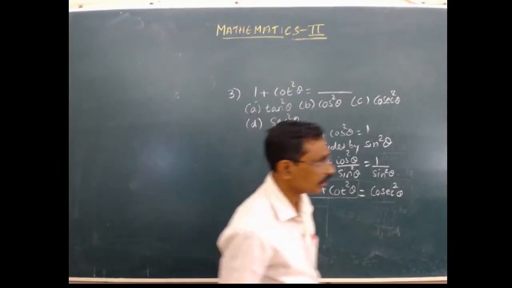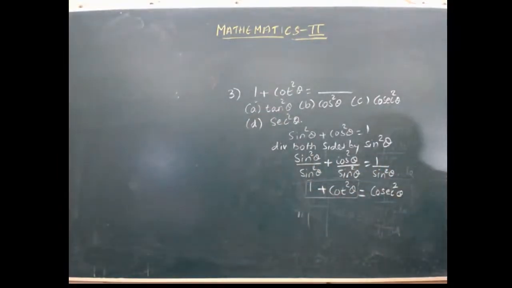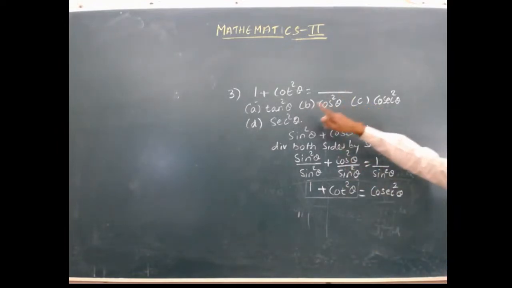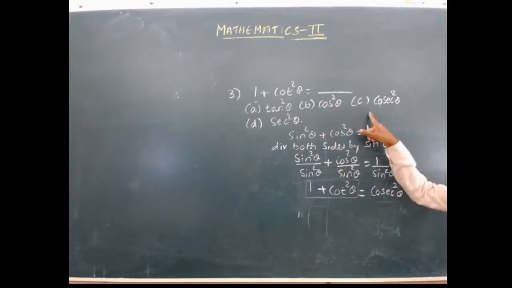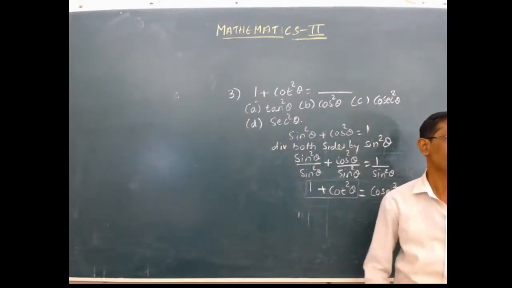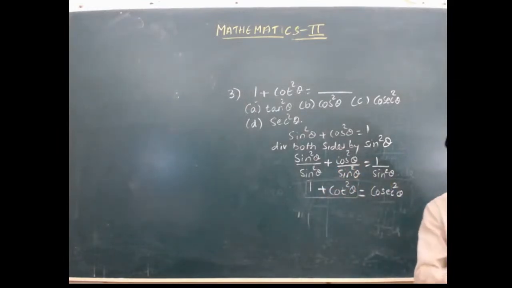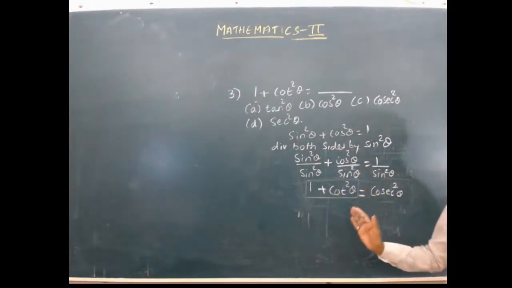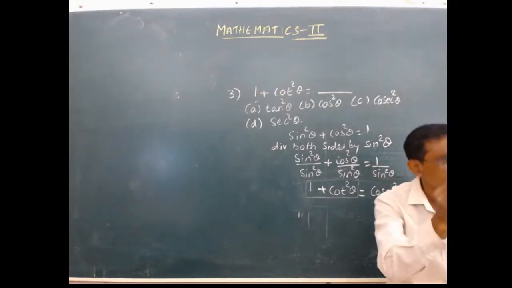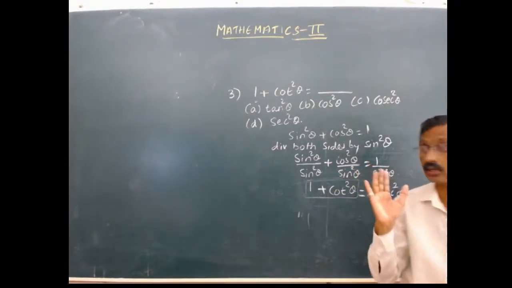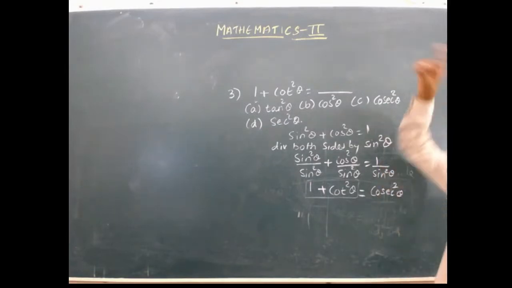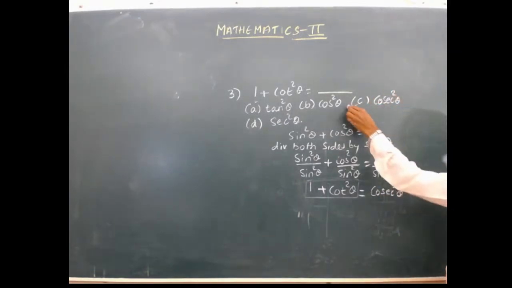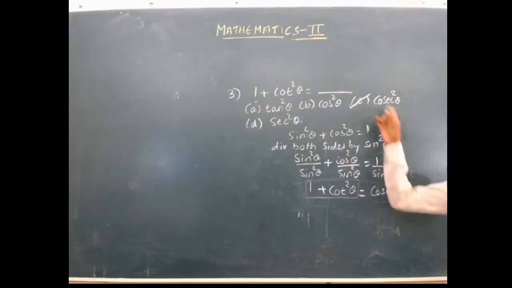Look at our options very carefully. First is tan square theta, then cos square theta, then cosec square theta, and sec square theta. Trigonometric ratios and functions are very easy when we know just the basic concepts. So what we got is cosec square theta. Where is cosec square theta? In option number C. That means option number C is right.